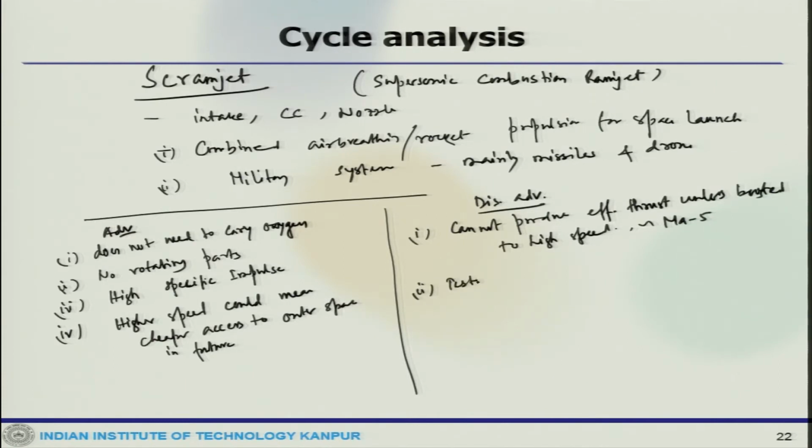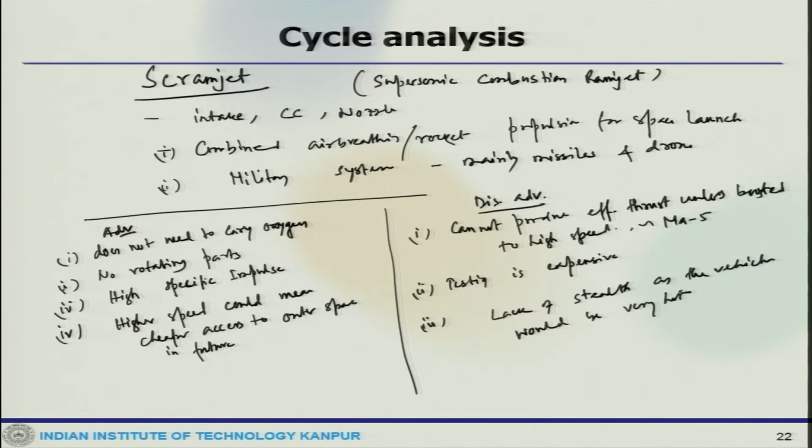Then testing is expensive. So any prototype design is also extremely expensive, a hypersonic test chamber or large vehicle, because not only high instrumentation cost, but also other factors which are involved. Lack of stealth, as the vehicle would be very hot due to high speed within the atmosphere, and it would be easy to detect with infrared sensors.